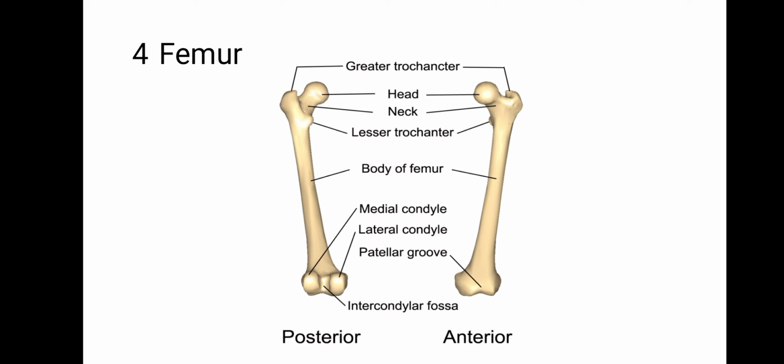Trochanteric line. A ridge of bone that runs in an inferomedial direction on the anterior surface of the femur, connecting the two trochanters together. Trochanteric crest. This is a ridge of bone that connects the two trochanters together.